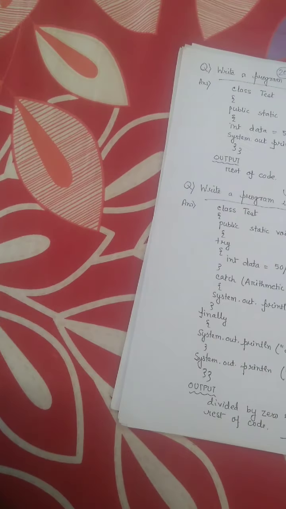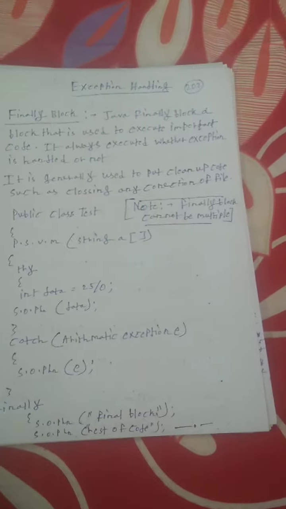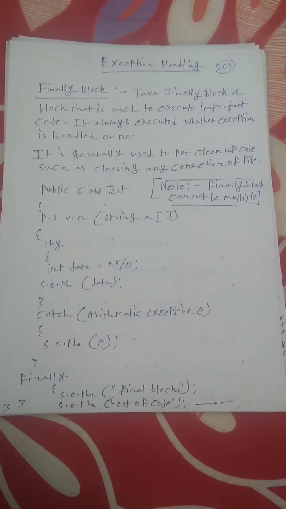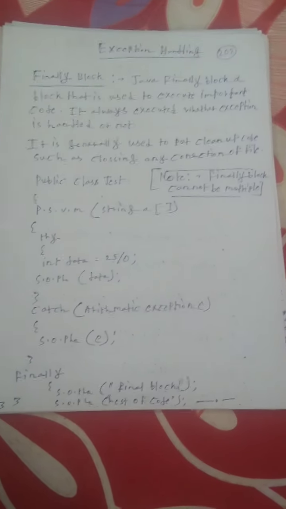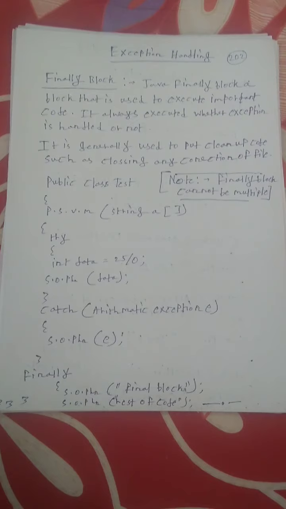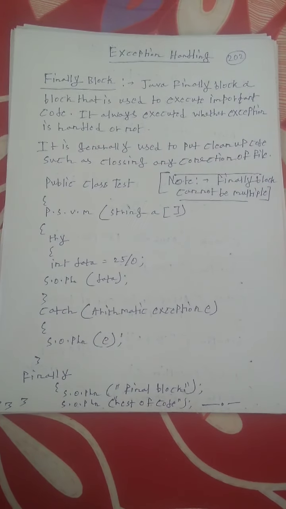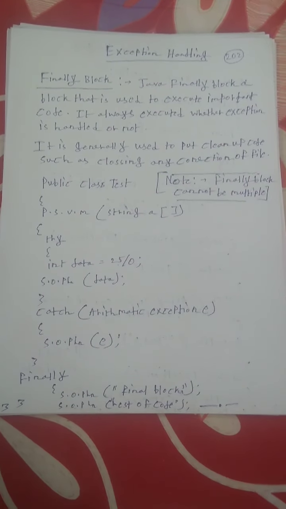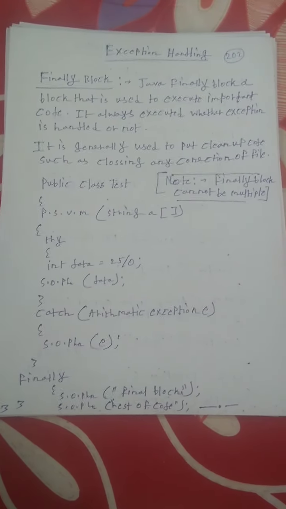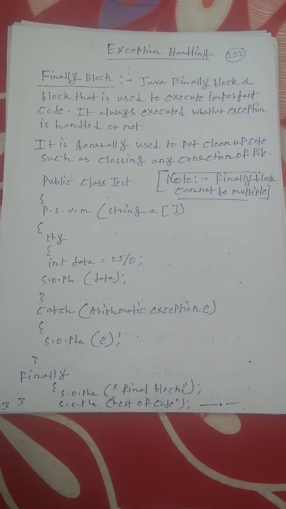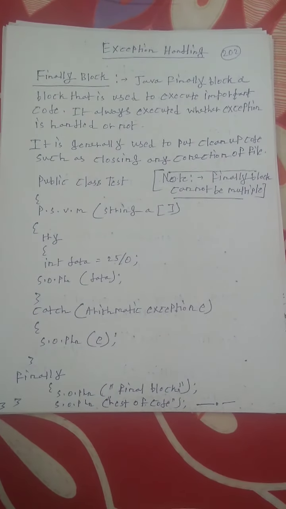Another example is the finally block. Java finally block is a block that is used to execute important code. It always executes whether the exception is handled or not. Finally block means the last part of the program, so if any exception occurred or not occurred, or the exception is handled or not handled, it will be printed. Whatever value you give in this block, it will be printed anyhow.